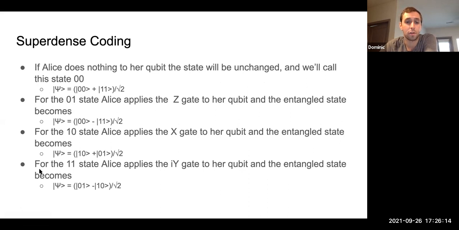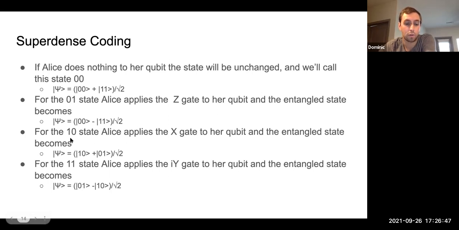If Alice does nothing to her qubit, then the state will be unchanged, and we'll call that state 00, and that's just going to be the initial Bell state, 00 plus 11. Then for the classical 01 state, Alice can apply the Z gate to her qubit, and then the entangled quantum state will become the 00 minus 11 over root 2 Bell state.